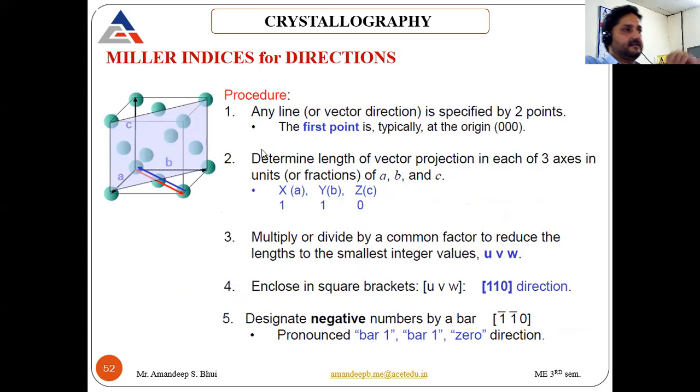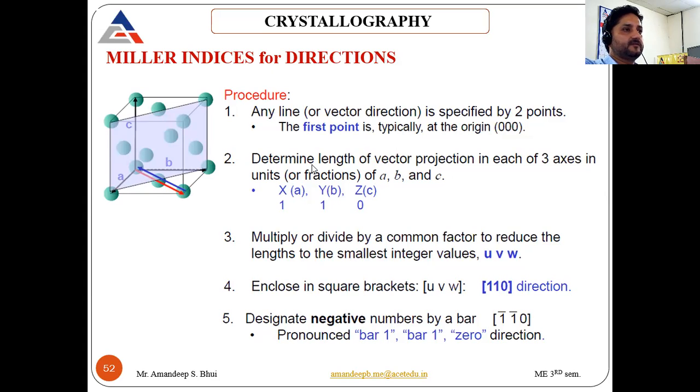So here is another example where we have taken the Miller index for the direction for this vector. Any line or vector direction is specified by minimum 2 points. Here in a 3-dimensional unit cell, we will define it with 3 points. The vector will always start from the origin, so we always start from zero. That is, the value of origin will be 0 0 0, where the values of x, y and z are 0, 0 and 0.